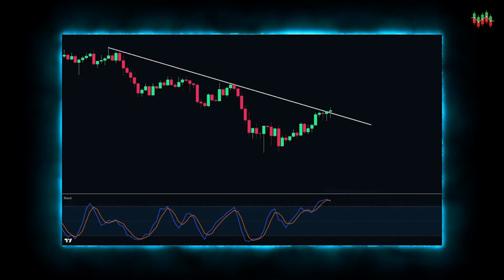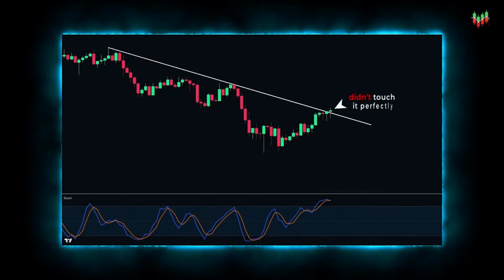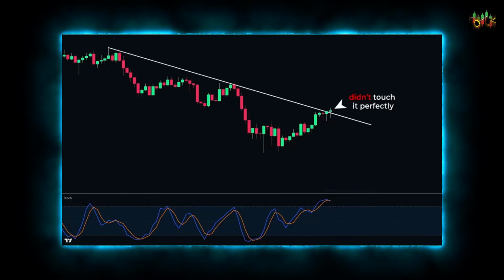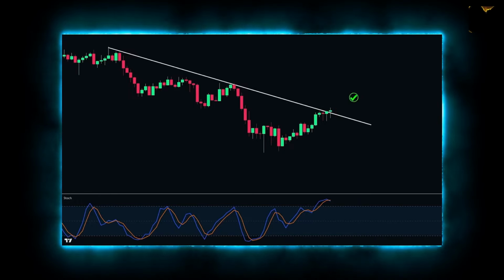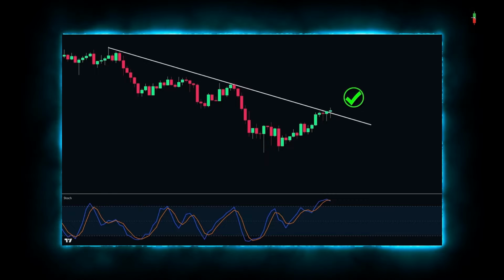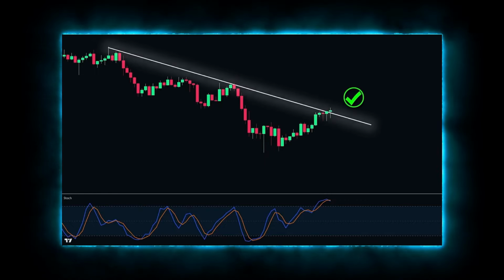Now in this example, notice that the price didn't touch the trend line perfectly and instead slightly broke above it. However, this still counts as a valid setup because it's still within the trend line zone.